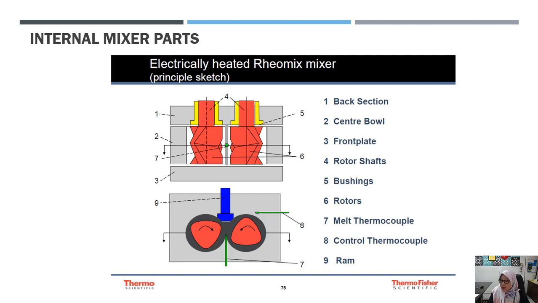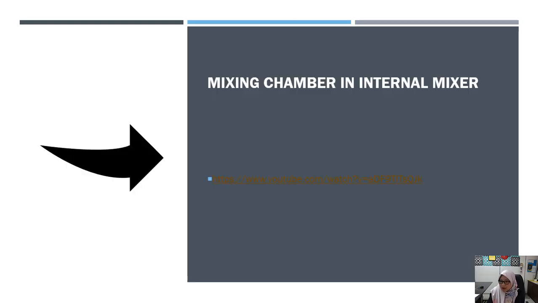This is the internal mixer part. It consists of 9 components. The first one is the back section, center bowl, front plate, rotor shaft, bushing, rotors, melt thermocouple, control thermocouple, and also the ram. These are the main components of the internal mixer.